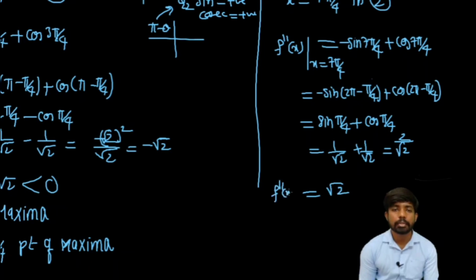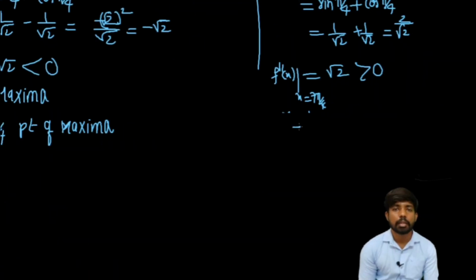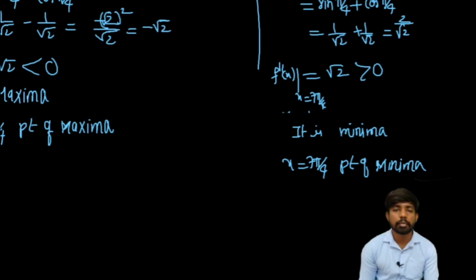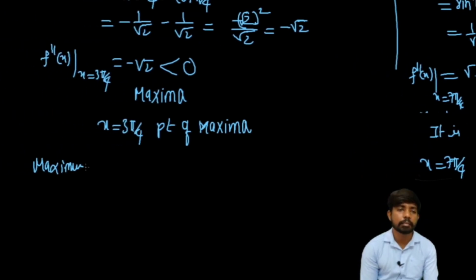The double differentiation at x is equal to 7 pi by 4 is greater than 0. Positive means minima. Therefore x is equal to 7 pi by 4 is a point of minima. Now we have to find the maximum value and the minimum value of the function.